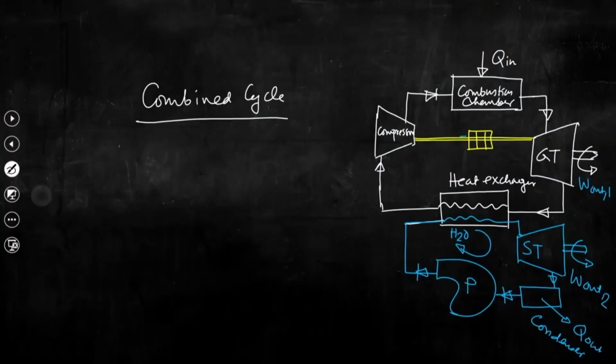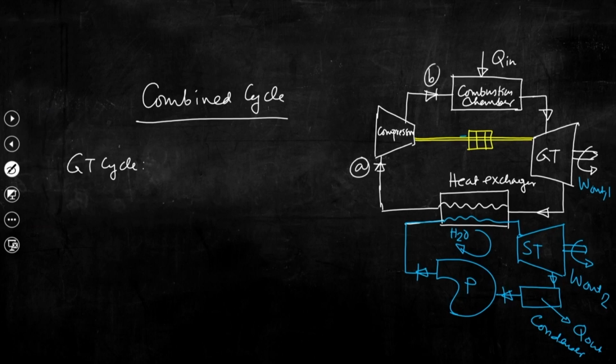So, now if we go for some analysis, we can see that there are two different cycles, one is the gas turbine cycle. For the gas turbine cycle, you know that if we consider this is A, this is B, this is C and this is D. Similarly, for the other cycle, this is 1, this is 2, this is 3 and this is 4, right.